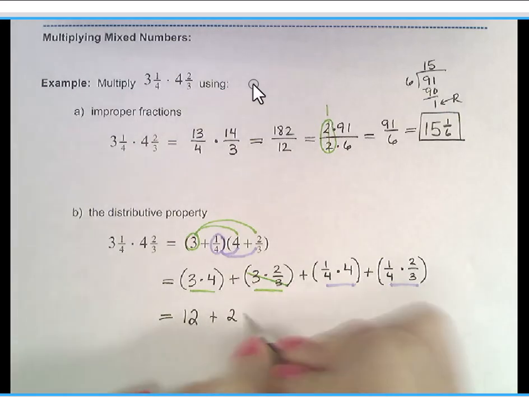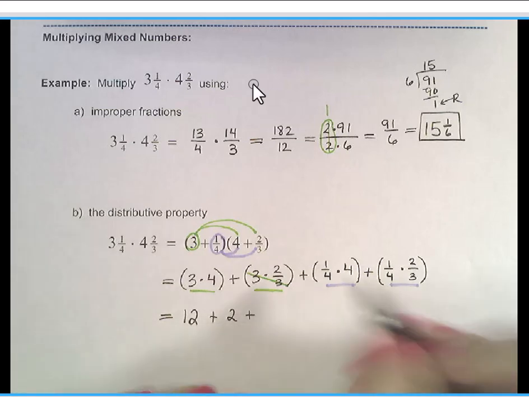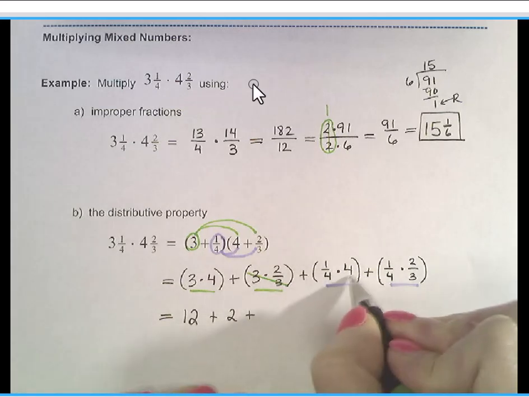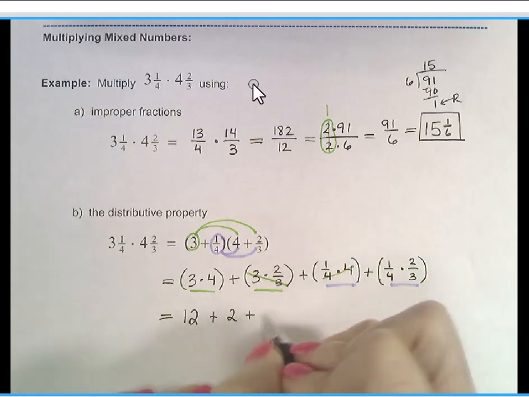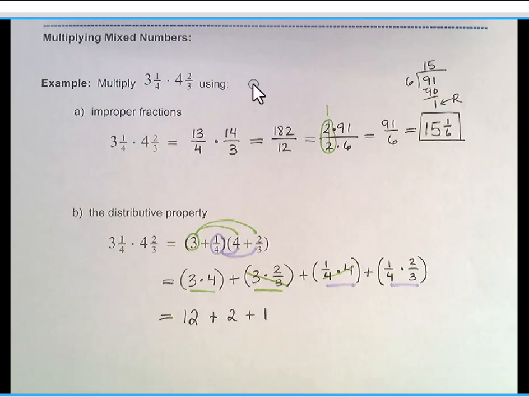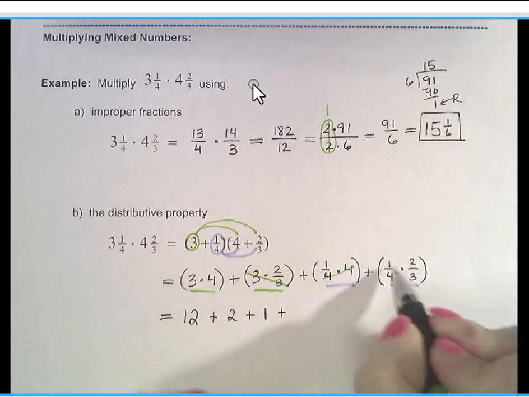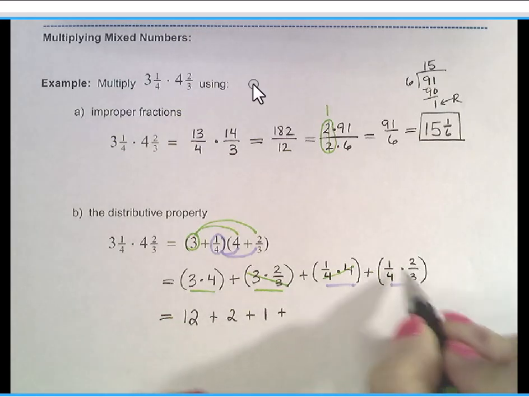So that's nice. And then here, 1/4 times 4, that's like a 4 over 1. Same thing's going to happen. Those 4's are going to cancel. You just get 1. So that's nice. And then for this last little piece, you're going to have to multiply straight across the top and straight across the bottom.